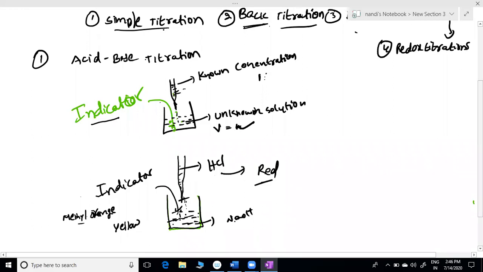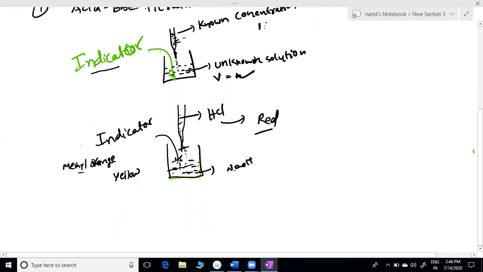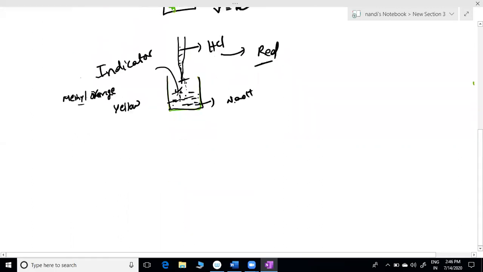So they are not going to ask anything about indicators right now. We can write here: an indicator is a color changing substance. What is the use of an indicator? To detect the end point. Please note down that small point. What is the role of an indicator? To detect the final point or end point. Write that point.